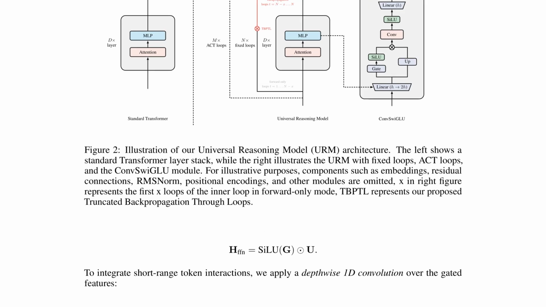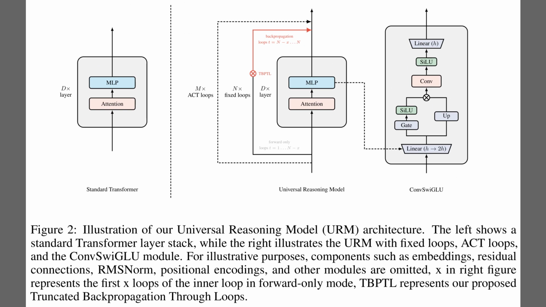Figure 2 explains why the Universal Reasoning Model stays simple, but still reasons deeply, because it repeats the same block in loops instead of stacking many unique layers. This figure shows the full diagram, with a standard transformer on the left and the loop-based Universal Reasoning Model in the center. The center panel also highlights truncated backpropagation through loops, which means training only sends learning signals through later iterations to reduce instability.